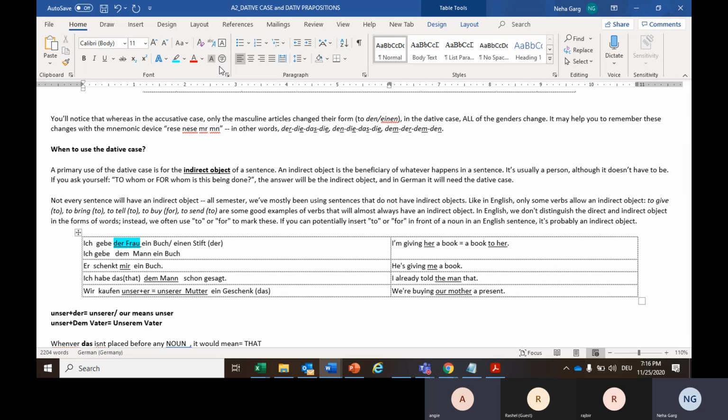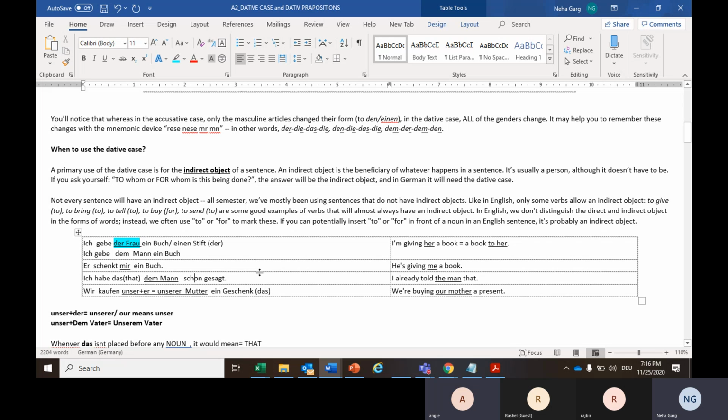So this sentence means: I have already told the man that thing. So that is something which you have already told him. Can you tell us what would be the nominative, accusative, and dative here?